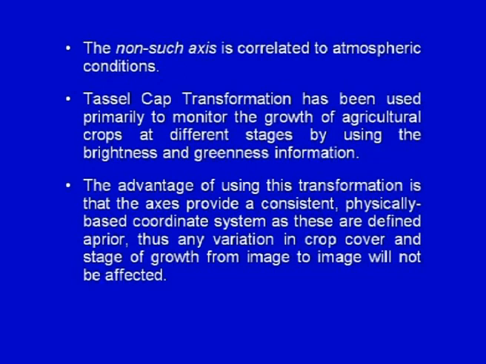The tassel cap transformation has been used primarily to monitor the growth of agricultural crops at different stages by using the brightness and greenness information. The advantage of using this transformation is that the axes provide a consistent physically based coordinate system, as these are defined a priori. Thus, any variation in crop cover and the stage of growth from image to image will not be affected.